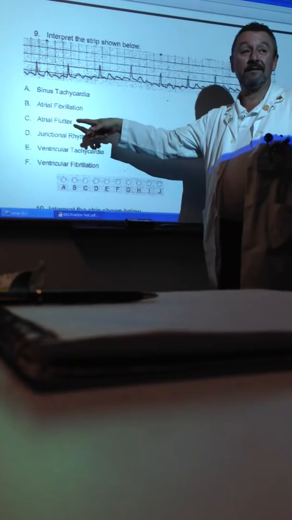What's the first thing we see here? Sawtooth, which is atrial flutter. We know it's not a sinus tachycardia. We know it's not a fibrillation because it's not the F waves. We know it's not junctional, we know it's not VTach, and we know it's not VFib. It's an atrial flutter. The sawtooth is right there.